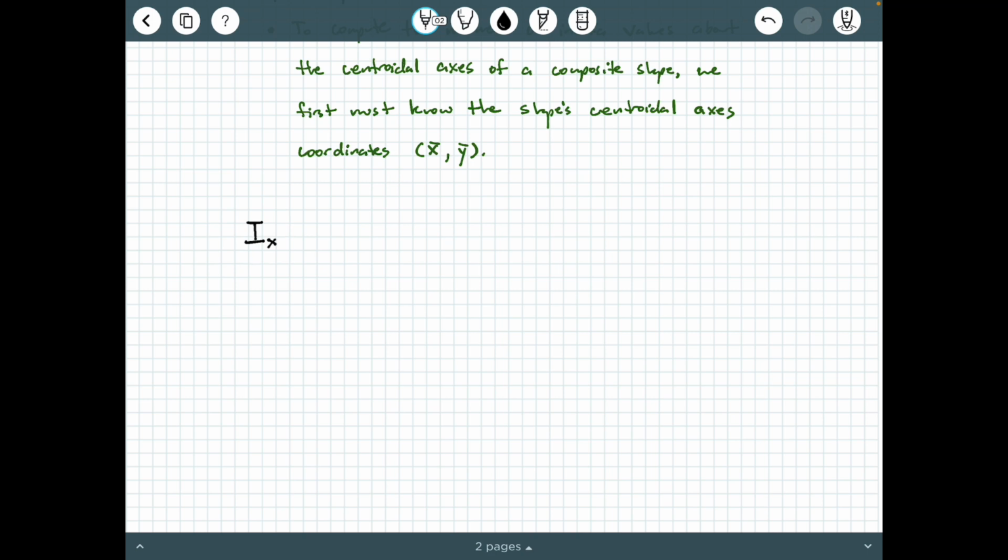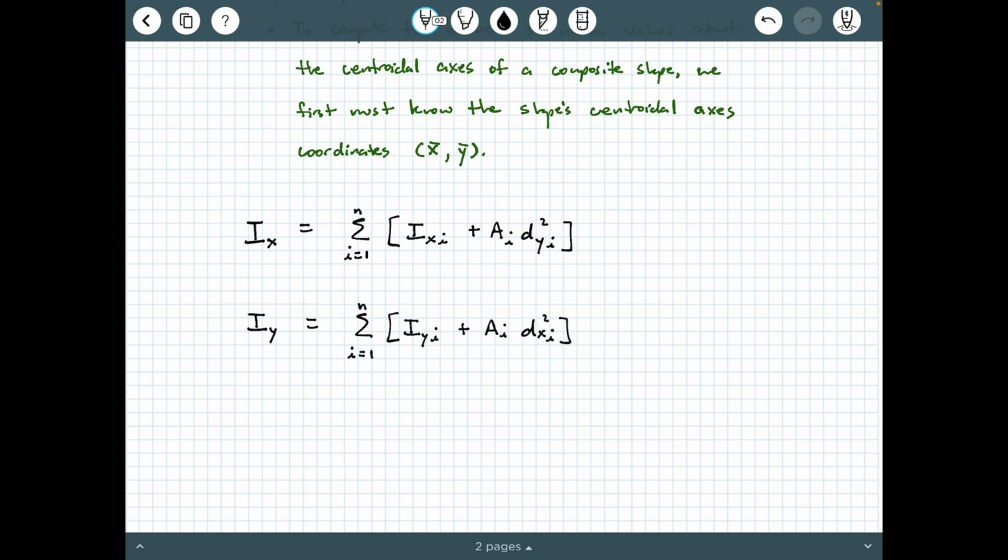I'm going to say I sub x equals the summation as little i goes from 1 to n of I sub x sub i plus A sub i d sub y sub i squared. Okay? Now, I'm going to write the next equation, I sub y, again for a composite shape. It's going to be a very similar formula. Summation i goes from 1 to n of I sub y sub i plus A sub i d sub x sub i squared. Now, these two formulas at first glance look a little intimidating.